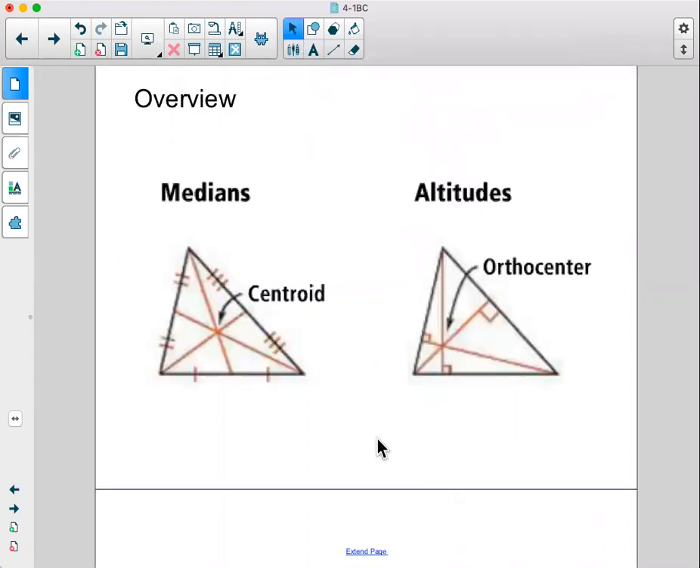So as an overview, medians go from the vertex to the midpoint of the opposite side, and they intersect in the centroid. And altitudes go from a vertex, make a right angle with the opposite side, and they intersect in the orthocenter.